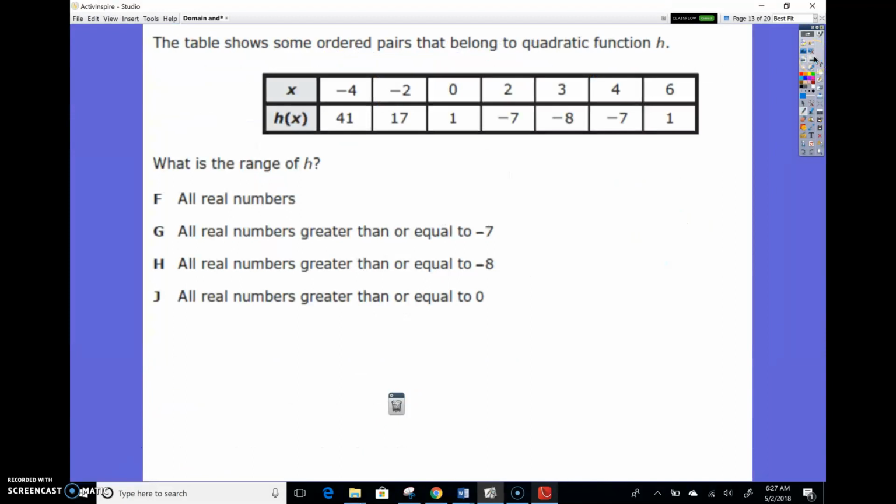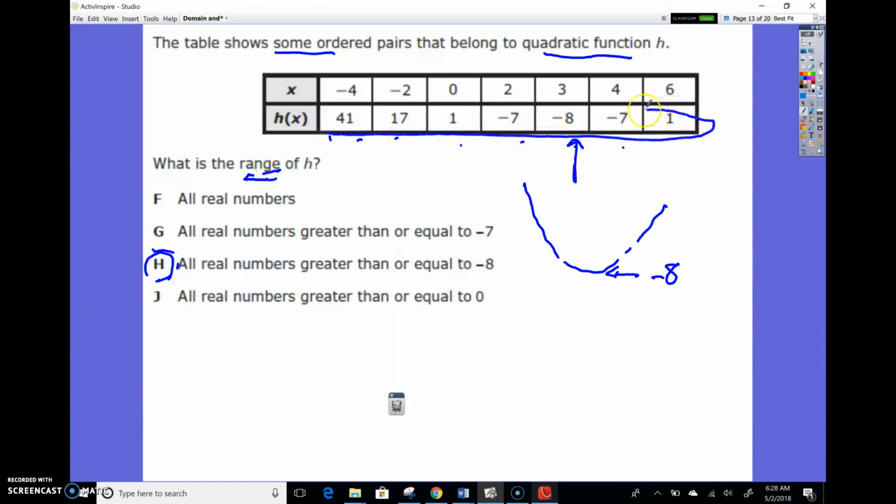The table shows ordered pairs that belong to a quadratic function. It just shows some numbers, and doesn't show all numbers. So if you look at this, the graph is going down, down, down. So it stops here, then it goes up. So the graph goes down all the way to -8, then it goes back up. So it should be all real numbers greater than or equal to -8. Again, we were looking for the range. That's why we looked at the bottom number.